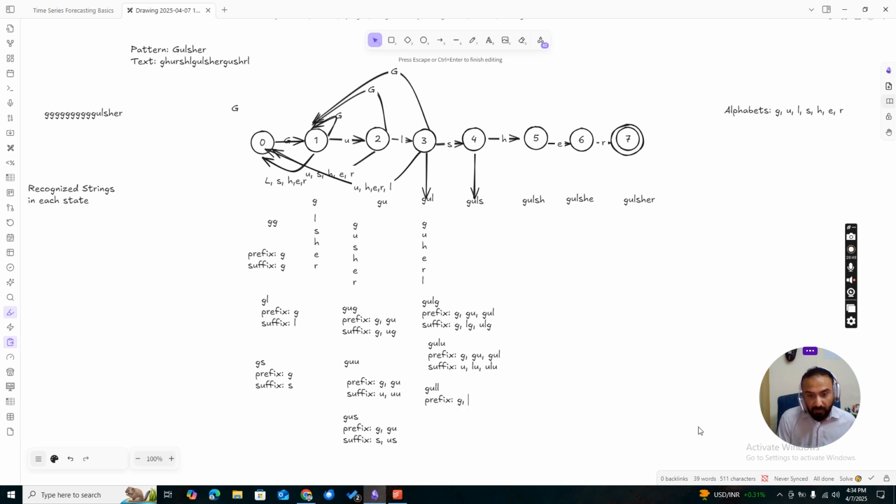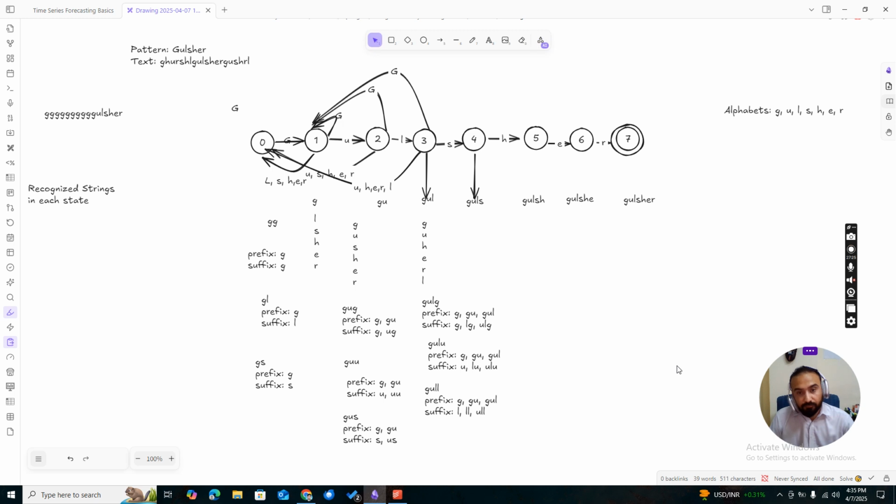So the prefixes are G, GU, and GUL. The suffixes, starting from the right to left, are L, double L, and U double L. Now find out the prefix and suffixes which are matching. None of them are matching. So we don't have a state which could deal with the situation GU double L. That's why we are rolled back into the initial state.